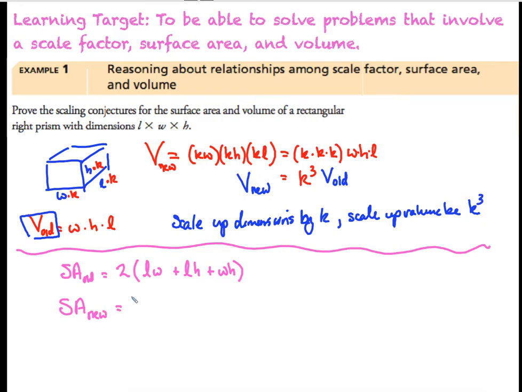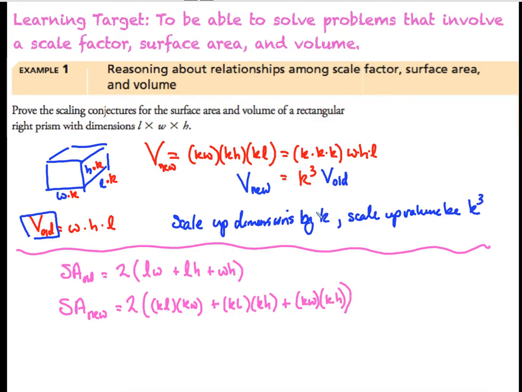And again, what we want to look at is what the surface area of a scaled up figure would look like. Well, we still have 2, but instead of L, we now have kL. And instead of W, we now have kW. And likewise for these other terms. So I'll just quickly put in kL, kH, kW, and kH.